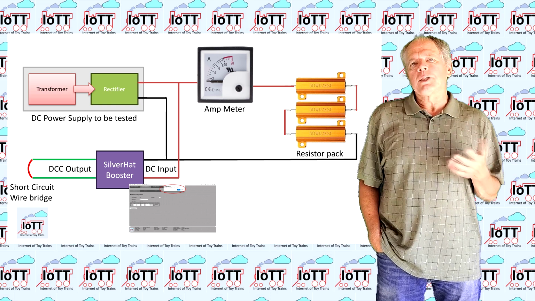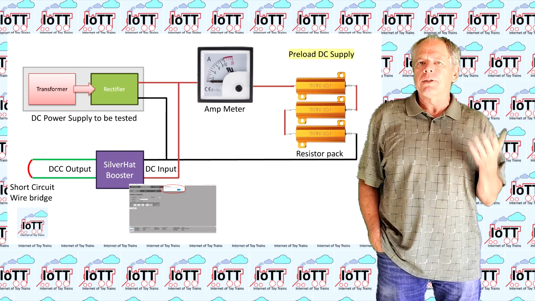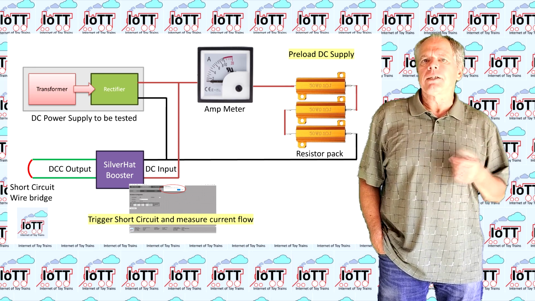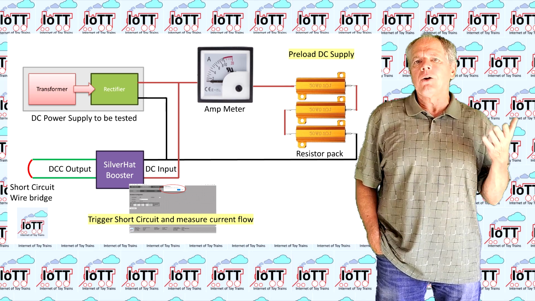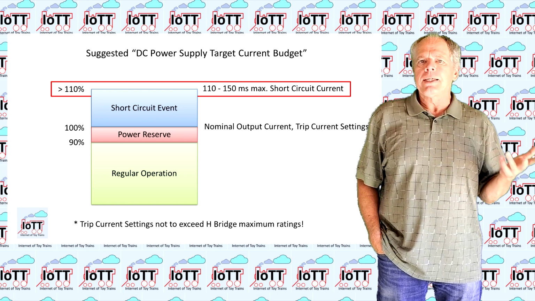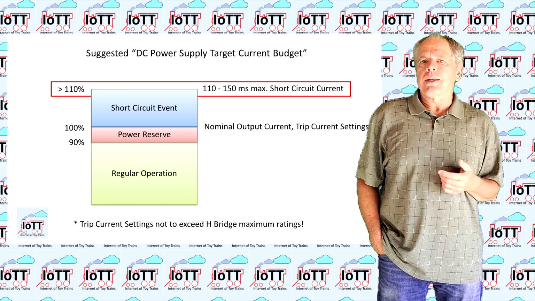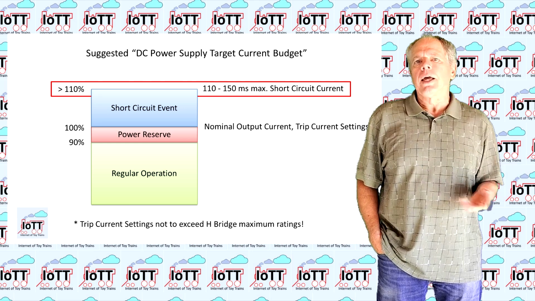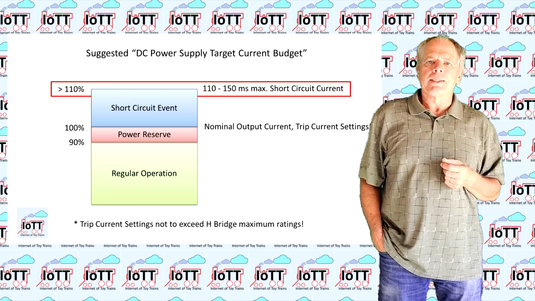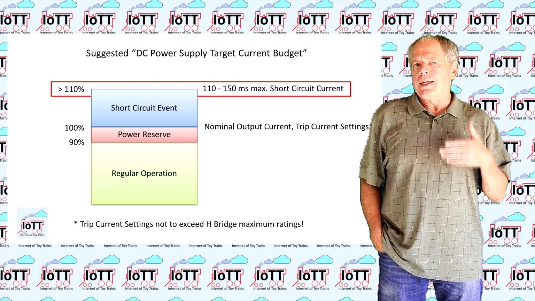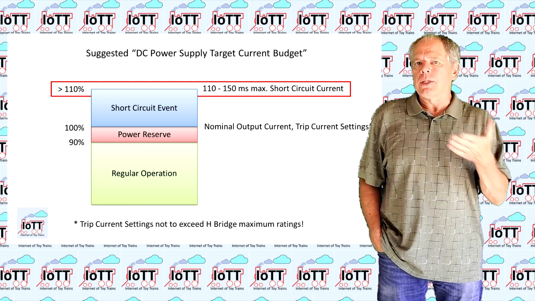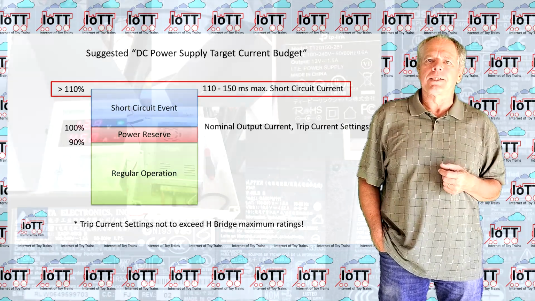So with this setup, it is possible to preload the power supply to the track current that represents the drain operation and then apply a short circuit on top of it, just as if a train operating on the full load would derail. The target current I am looking for is at least about 10% higher than the trip current I plan to use on the command station or booster, and maintained for the entire short circuit measurement time of about 150 milliseconds. This will make sure that in case of a short circuit, the booster always will shut down the track before any protection mechanism of the power supply gets triggered.